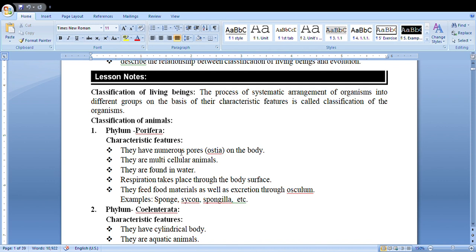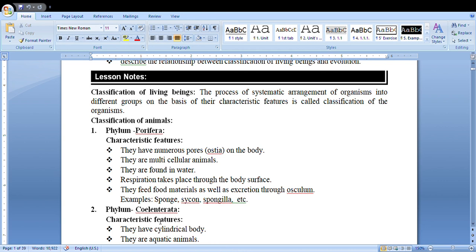Characteristic features: they have numerous pores. The small numerous pores present on the body of the poriferans are called ostia. The organisms are multicellular. They are found in water. Respiration takes place through the body surface. They take in food materials, and excretion takes place through the osculum. Examples of Porifera are sponges, Scypha, Spongilla, etc.